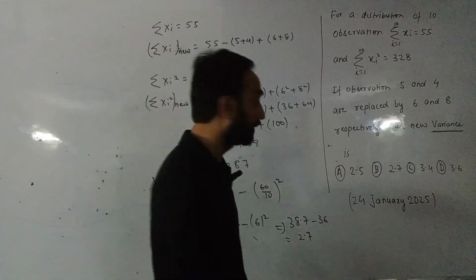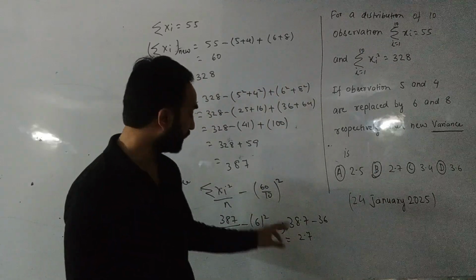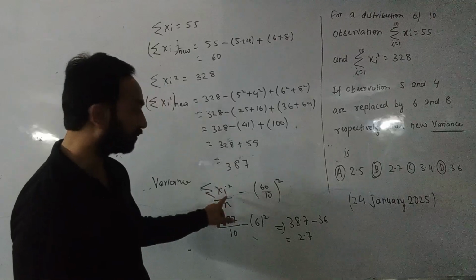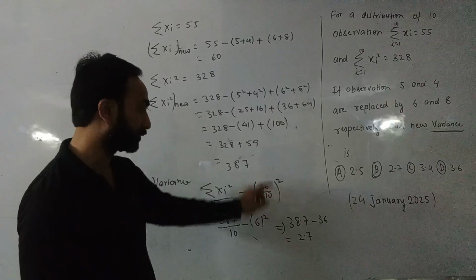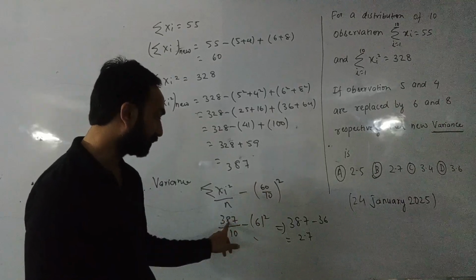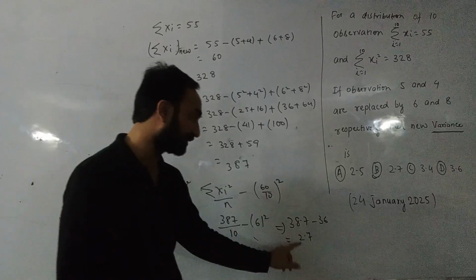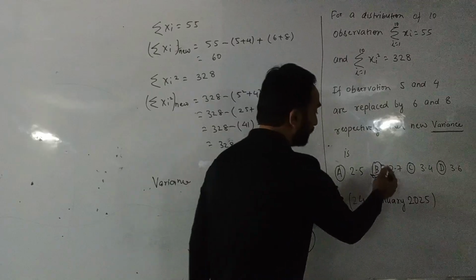So the option that is correct is 2.7, right? We have just applied the variance formula as summation of xi square upon n minus the square of xi upon n. So 6 square is 36. We have subtracted 38.7 minus 36 and the final answer will come as 2.7. So option B will be the correct option.